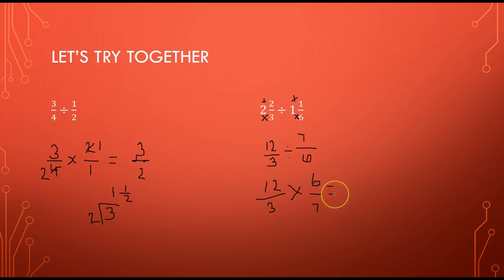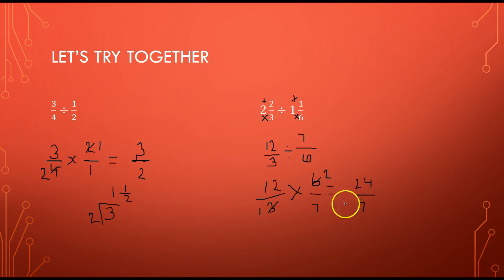Is there anything I can simplify ahead of time? That's right, I can simplify 3 and 6. So 3 divided by 3 becomes 1. 6 divided by 3 becomes 2. 12 times 2 equals 24. 1 times 7 equals 7.